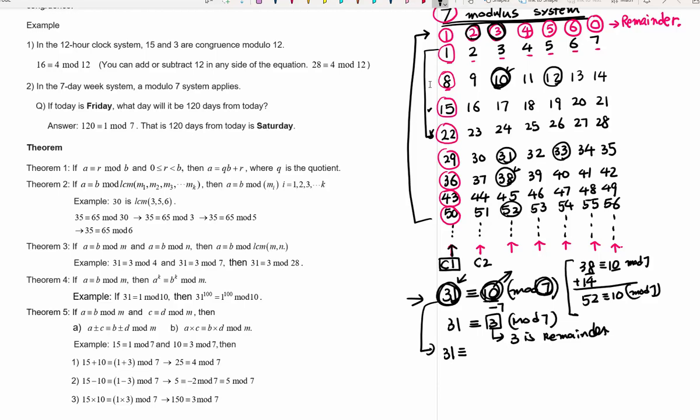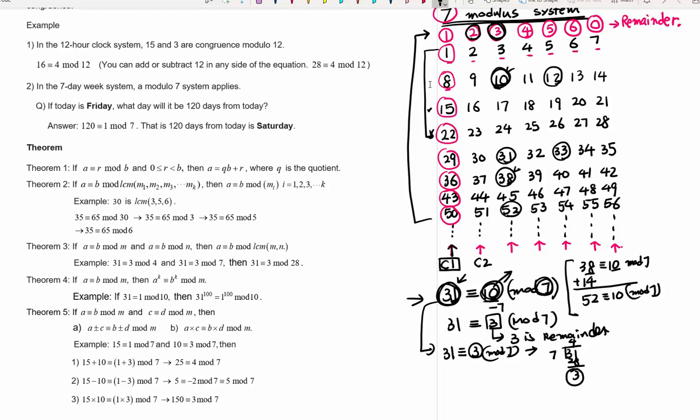For 31, you can add 7, that is okay, or subtract 7 is better, because our goal is to find the remainder. The remainder should be a number less than 7, right? So we have to take 7 away from 10. That is 3 mod 7. So this is the remainder. That means when 31 is divided by 7, the remainder is 3.